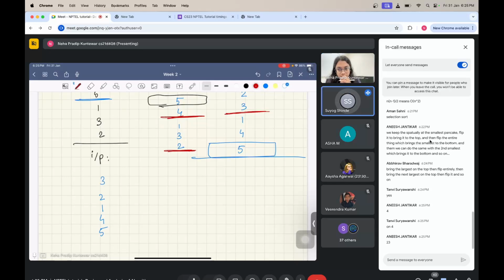Now you put it on 1, so that 3 comes at its correct place. So what do you get? You get 1, 2, 3, 4, 5, and now you have the whole thing sorted.